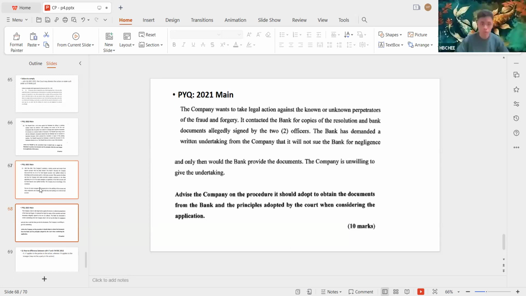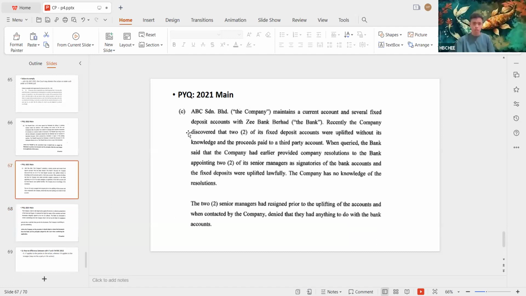Okay, I believe we have read the questions already. The reason why I say this one is a bit different is because you see the question from here: ABC maintains a deposit account with the bank. Now the company discovered that the deposit was uplifted without their knowledge and proceeds to pay. When queried, the bank said that they have the resolution appointing two senior managers as signatory.